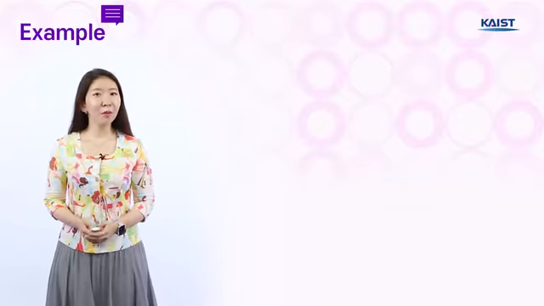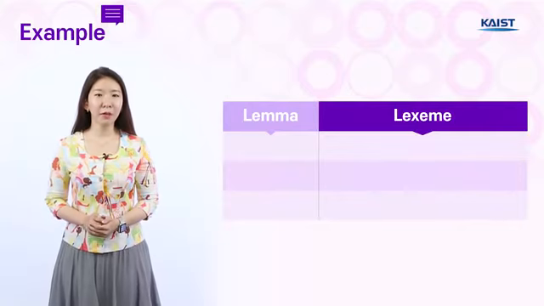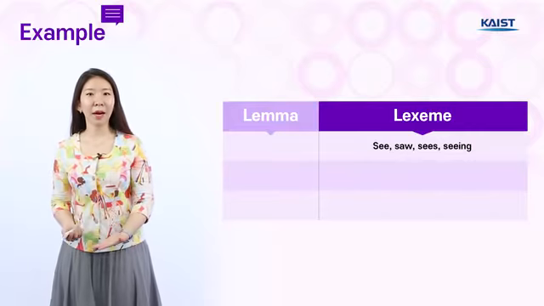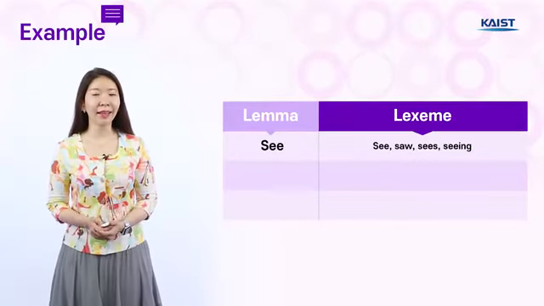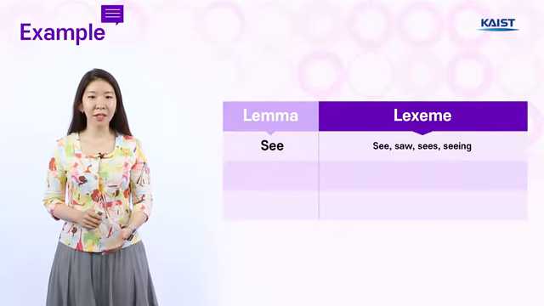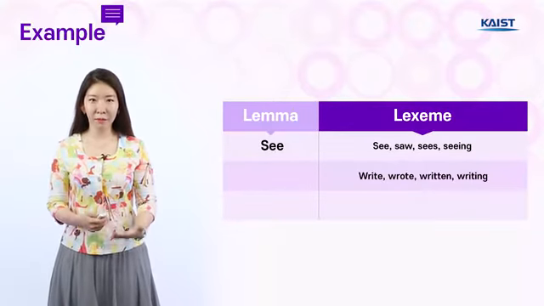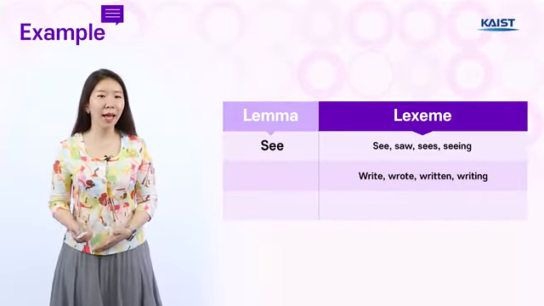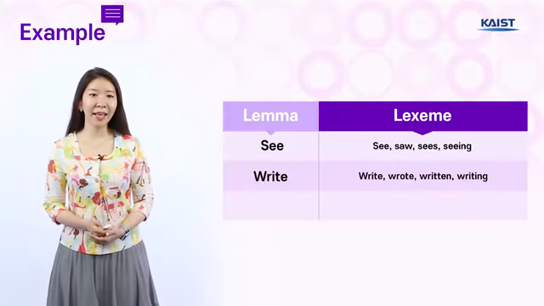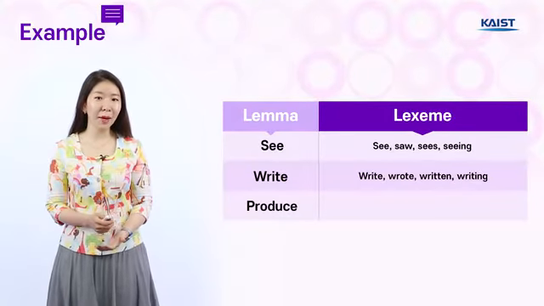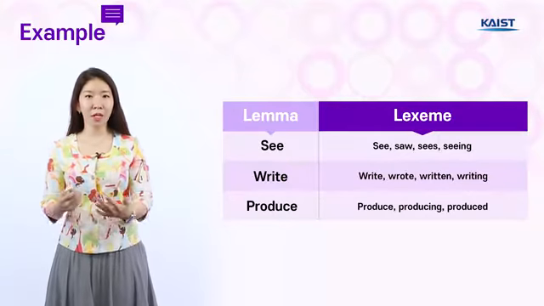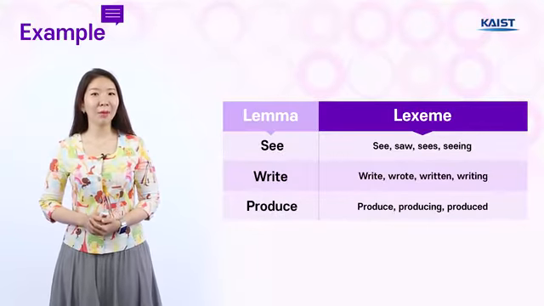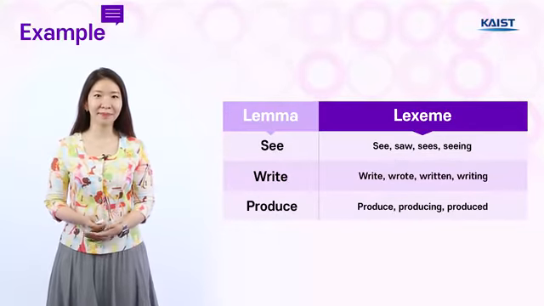Okay, so let me give you more examples. If you look at see, saw, sees, seeing, those verbs we can categorize as the lemma see. And the other example, as I mentioned, write, wrote, written, and writing. Those lexemes we can categorize as the lemma write. And produce, I already explained that. Produce, producing, and produced we can categorize as the lemma produce. Okay, so now you might have a clear idea of the lemma.